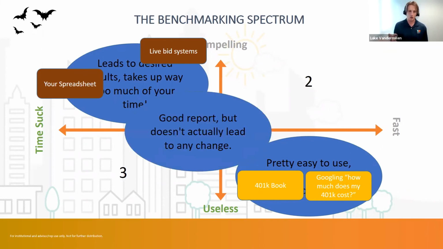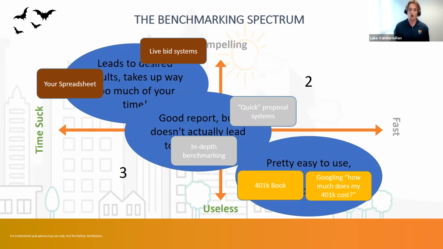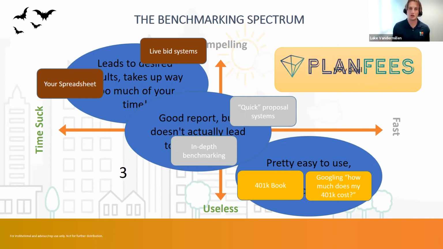And then as we get into more of a gray area, we look at reports that are good, but don't quite lead us to the right results, which is going to be your really in-depth benchmarking resources that are out there, or a quick proposal system that promises to expedite that process. And then lastly, in the most desired quadrant, the top right, is what we call the Holy Grail. And we believe that PlanFees is that answer for retirement advisors. It's efficient, it's compelling, and it most often leads to the results that retirement advisors are looking for.